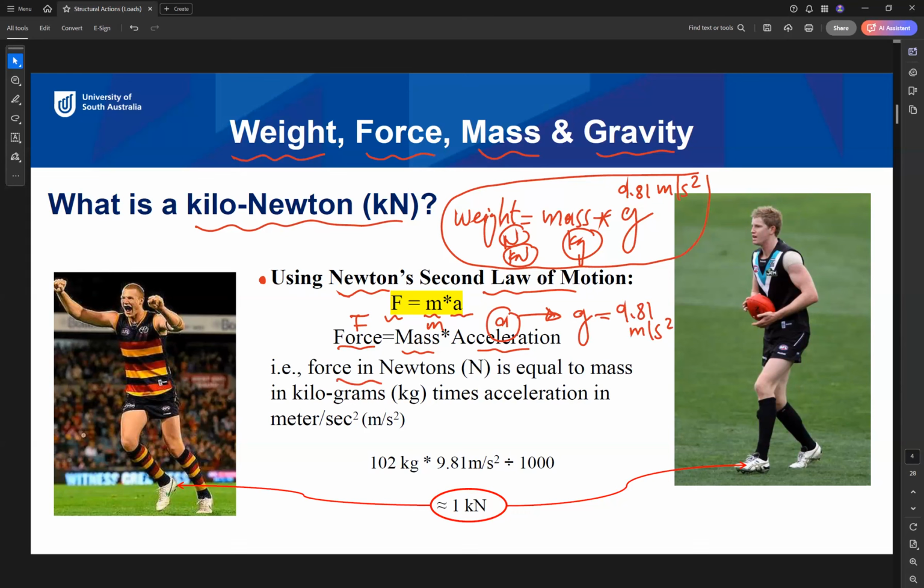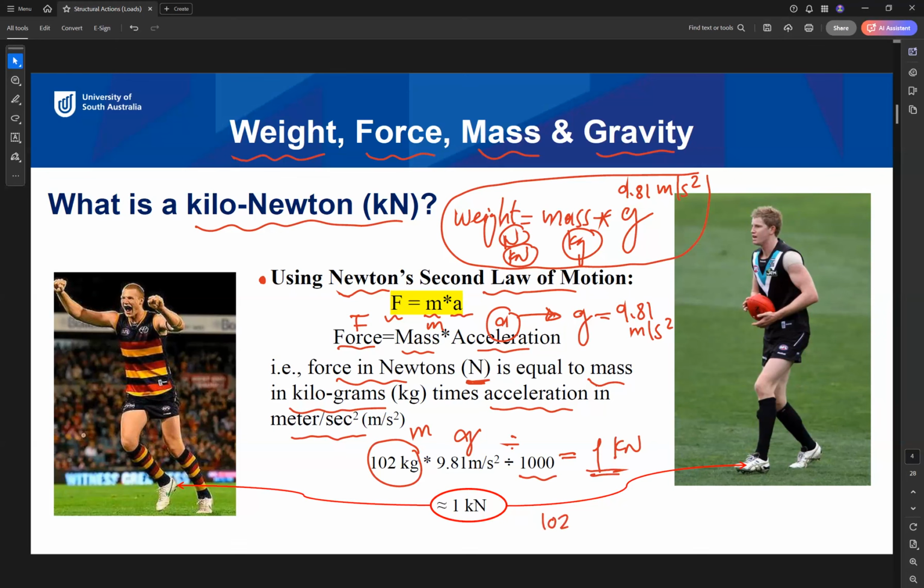This means that the force in newtons equals the mass in kilograms multiplied by acceleration in meters per second squared. As an example, if we have a footy player whose mass is 102 kilograms, and we multiply the mass times the acceleration g and divide by 1,000, this will give us 1 kilonewton of force or weight. So why do we divide by 1,000 again?